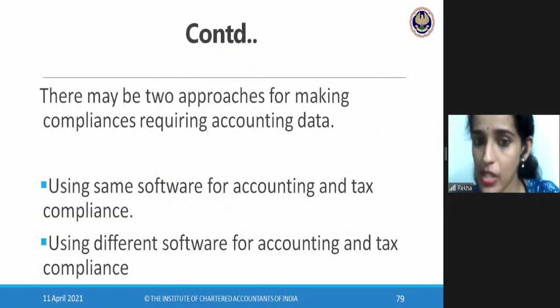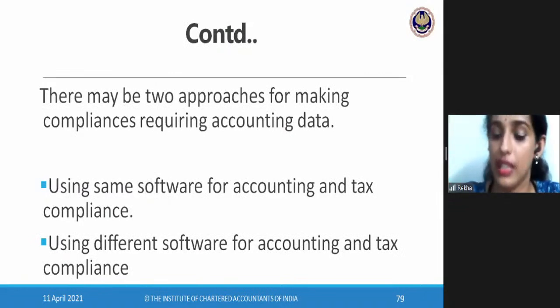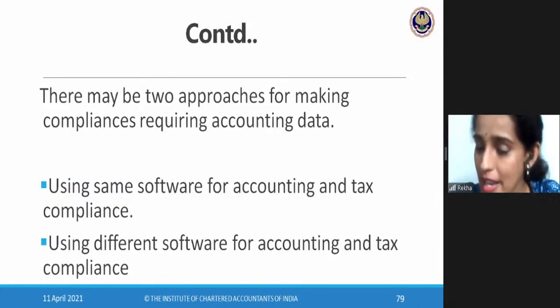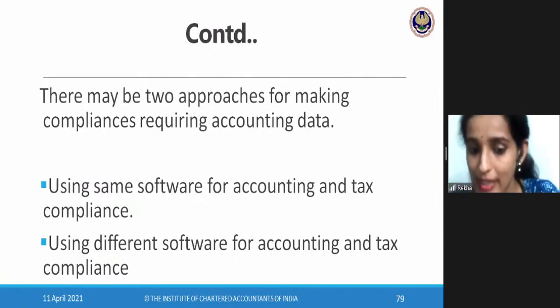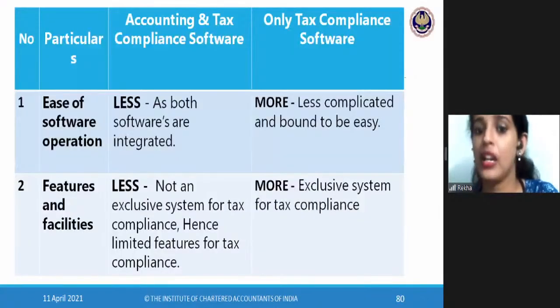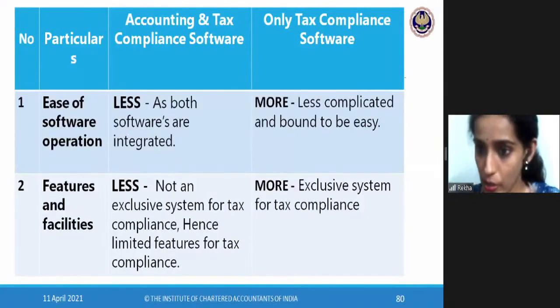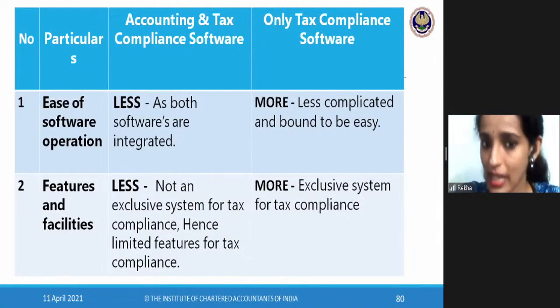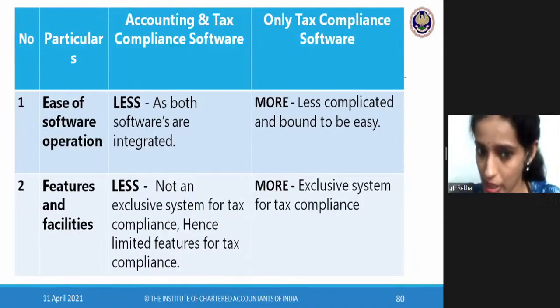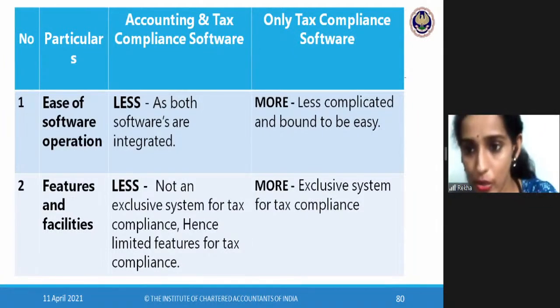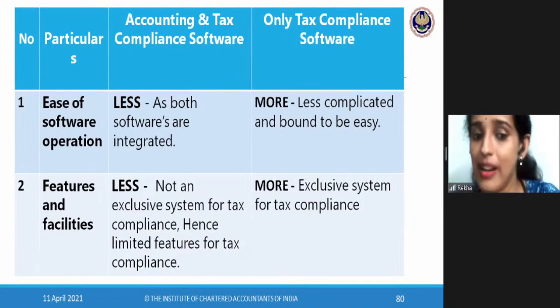Now, from the examination point of view, the point is using the same software for accounting and tax and using different software for accounting and tax, what are the benefits? Now, this is an examination perspective question. What happens if you are using one single software for both doing accounting and for your tax computation, or only if you are using a tax compliance software? Now, what is the advantage? This is one small portion given at the end of your chapter.